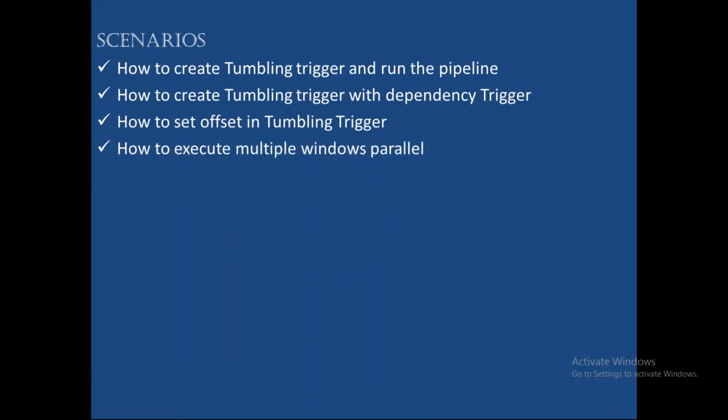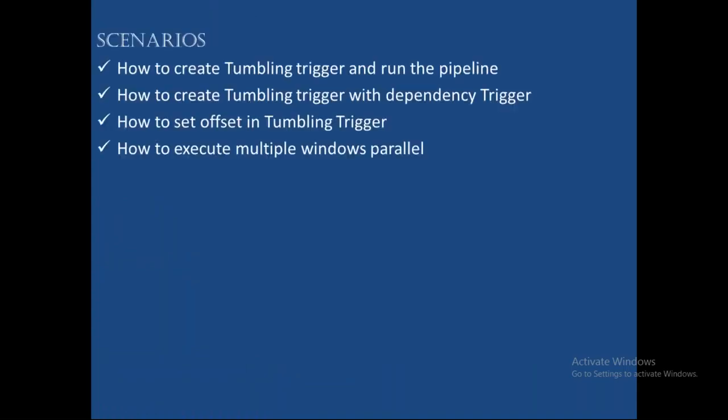Next, how to execute multiple windows in parallel. We have a direct configuration we have to set. Once you understand the windows, you just have to tell the concurrency, whether the concurrency is 2 or 3. So those are the 4 scenarios we are going to cover in today's lab.